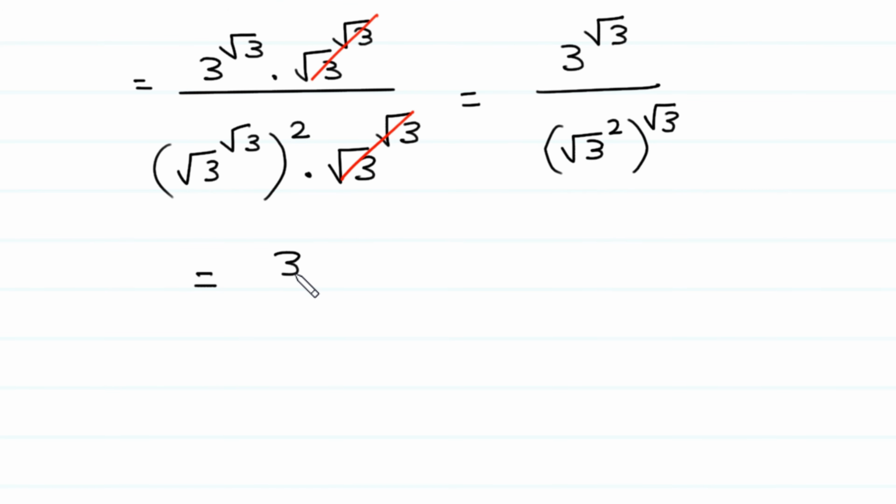Next, 3 to the power square root of 3 divided by, this square is cancelled with this square root and here left 3 to the power square root of 3, that is equal to 1.